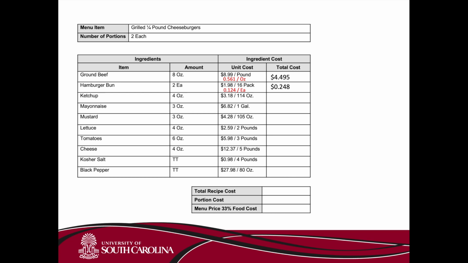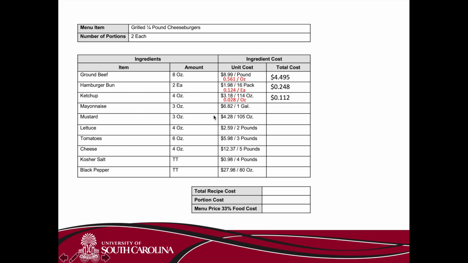And so this is a number 10 can, 114 ounces. It cost us $3.18. Well, we only need 4 ounces, okay? So we want to know our price per ounce. 3 cents, right? Just under 3 cents. And now we just multiply across. We know how much we're putting on the burgers. We know how much it cost us per ounce. So there we go. We're just over 11 cents.